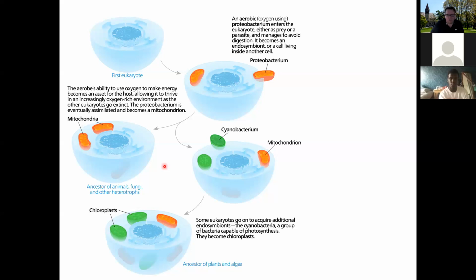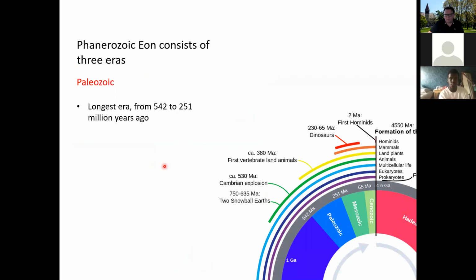A lot is uncertain about how this exactly evolved, but the key aspect here is that this is all through the Paleozoic, and the second snowball Earth ended by 635 million years.